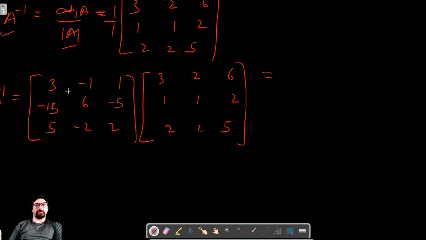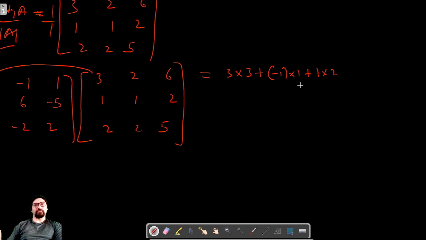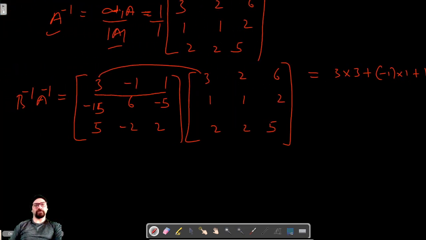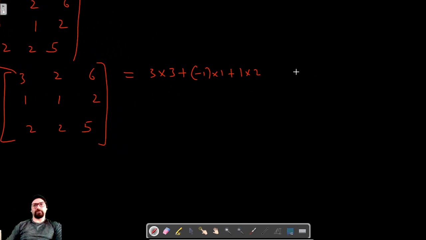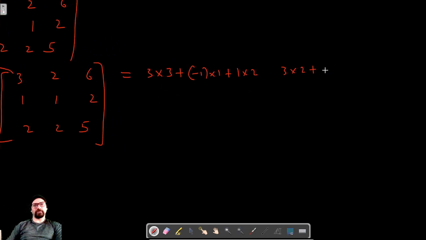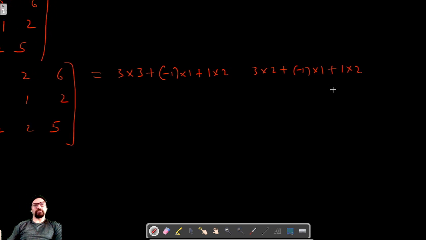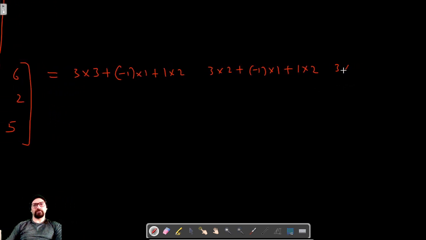Multiplying them will give us, for the first element, 3 into 3 plus minus 1 into 1 plus 1 into 2. Then again, I'm using the first row with all the columns: 3 into 2 plus minus 1 into 1 plus 1 into 2. And the next one is 3 into 6 plus minus 1 into 2 plus 1 into 5.